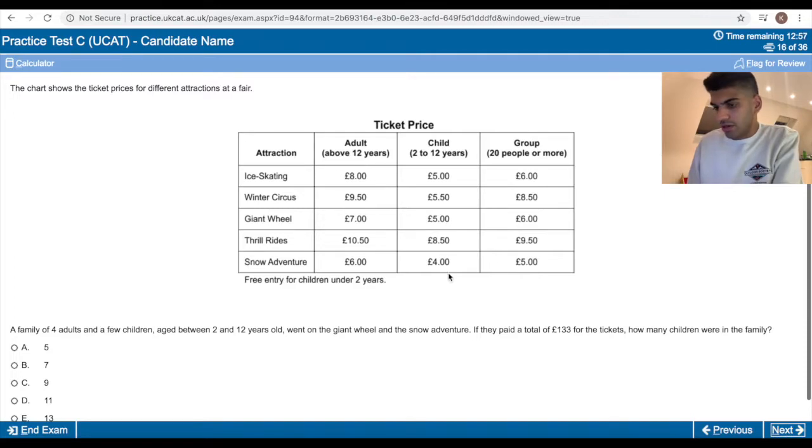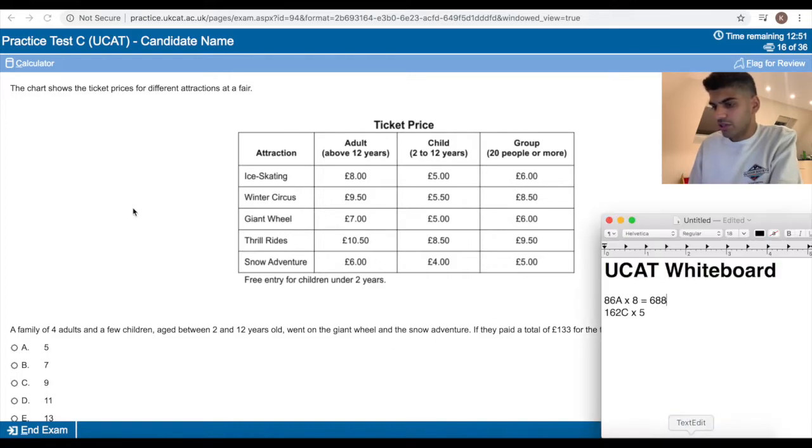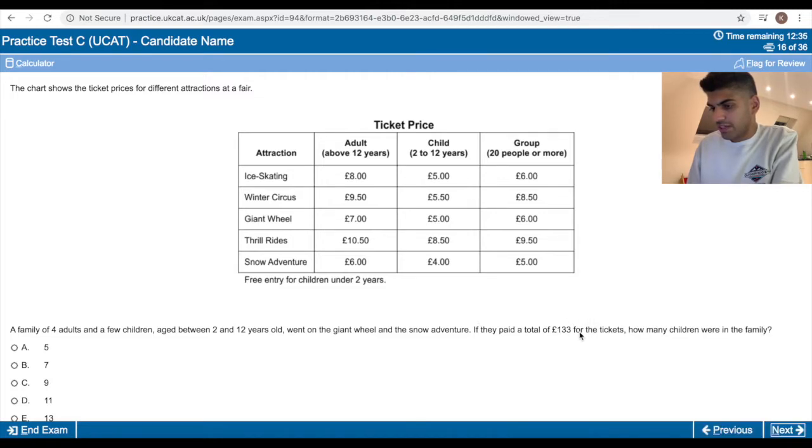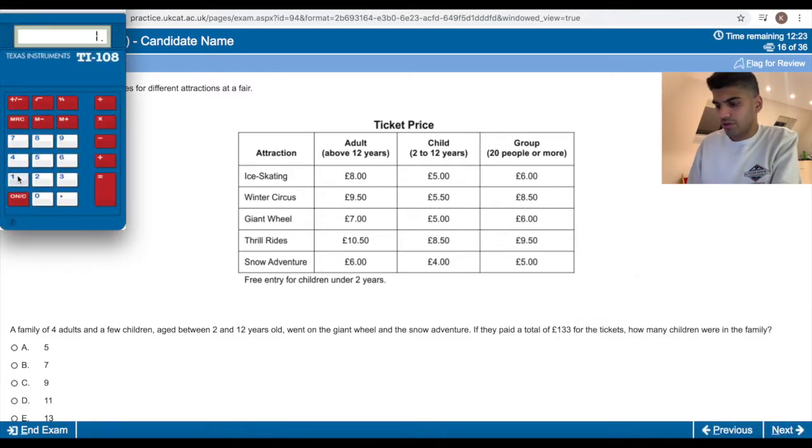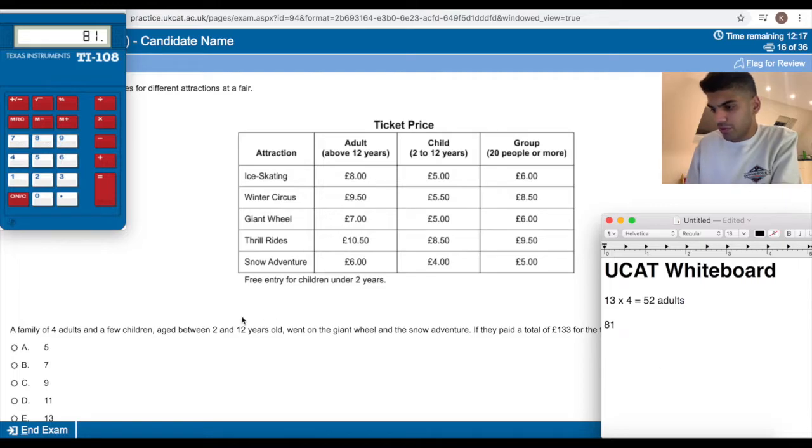Awesome. Okay, a group of four adults and a few children went on a giant wheel and snow adventure. So for adults, giant wheel and snow adventure is 7 plus 6, that's 13 times 4, so 52 for the adults. And then the children went as well. They paid 133 for the tickets. Must have been lots of children then. So 133 minus 52 is 81. And the giant wheel and snow adventure are 9 together. So 81 divided by 9 is 9.